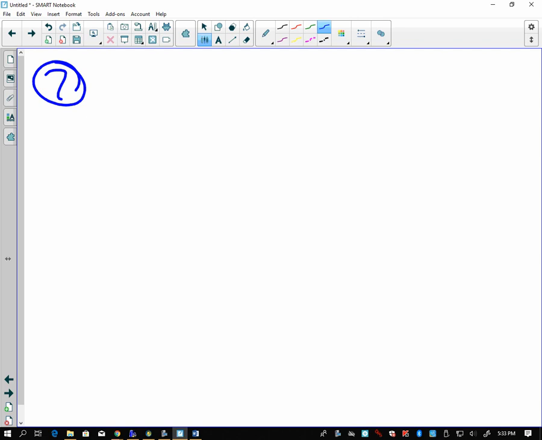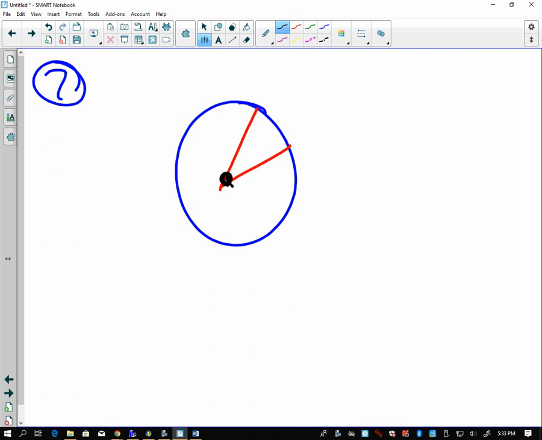Number 7 is area of a sector. They'll give you something that'll look somewhat like this. This is going to be the center of the circle here. We'll say that this is 6 meters. And let's call this P, call this N. So we're looking at this distance right here. And let's say it's 46 degrees. The area of a sector is based upon the area of a circle. So we would use pi r squared. It's my area of my circle formula.